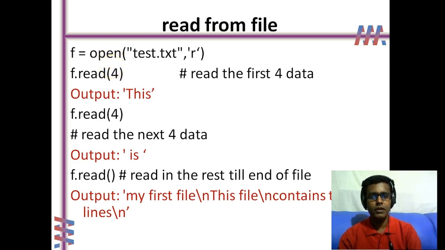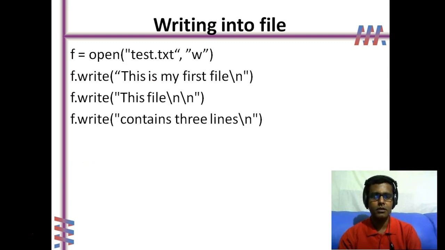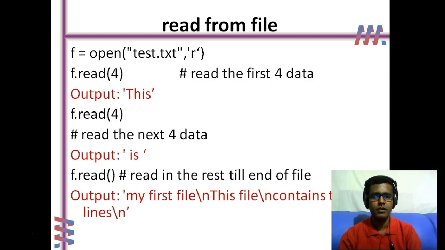So f.read of 4, what is that 4? The 4 indicates the number of characters that you are going to read from the file. So f.read of 4 will read 4 characters from the file and it will show you the output. This is my output, because this is the first word I have written into the file. Next time I am giving the same function, f.read of 4. What it will do is, from the current position, read 4 more characters.